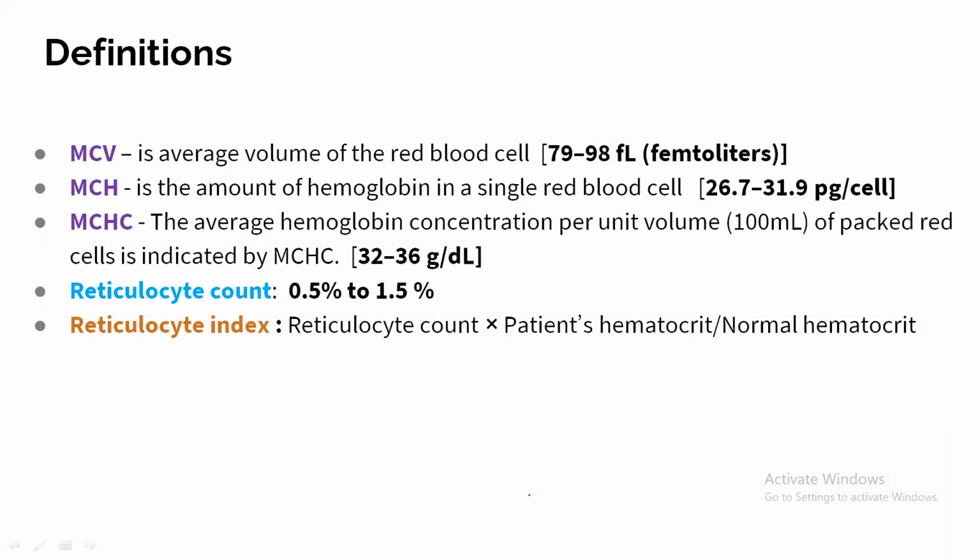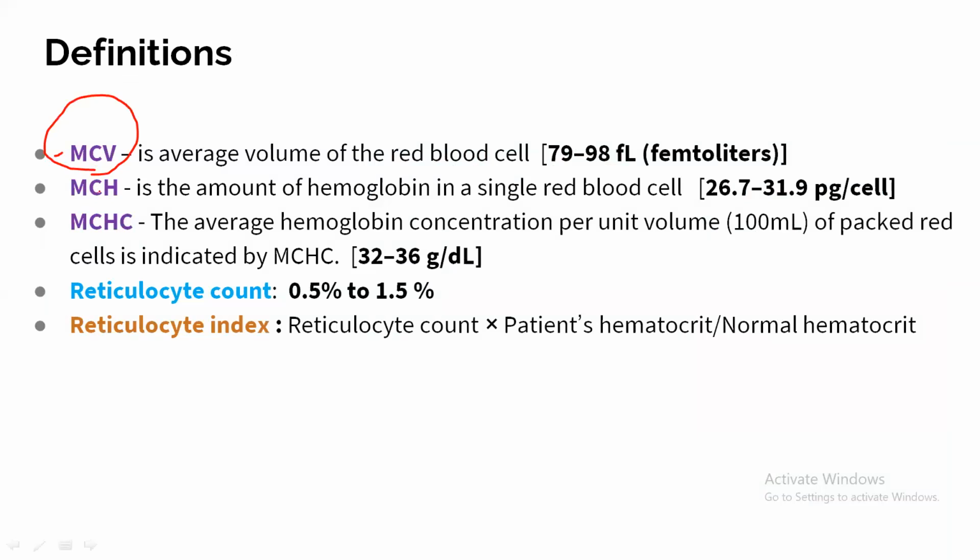Before going for the main discussion, you must know the various definitions in a CBC. In the RBC subset parameters, you will have MCV, MCH and MCHC. What is the meaning of MCV? It is basically the average volume of a red blood cell. Based upon this only, we have the anemia classification.